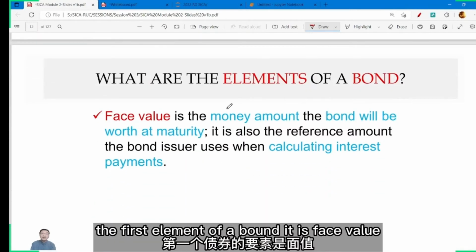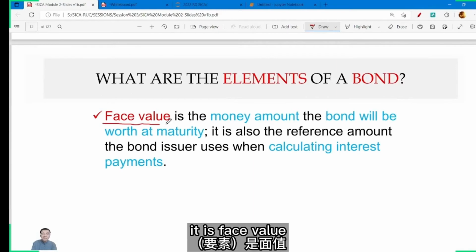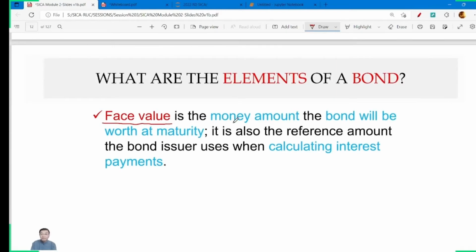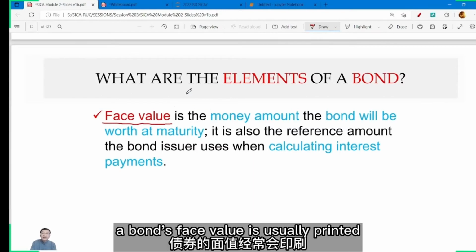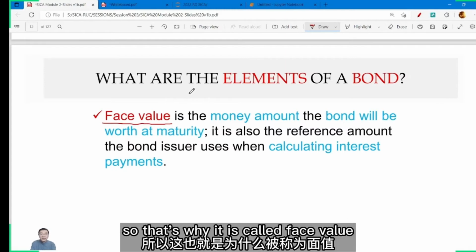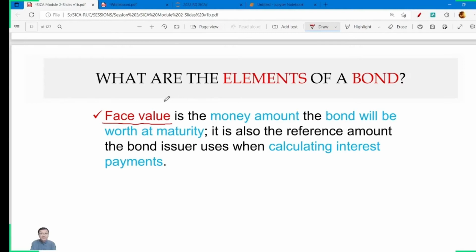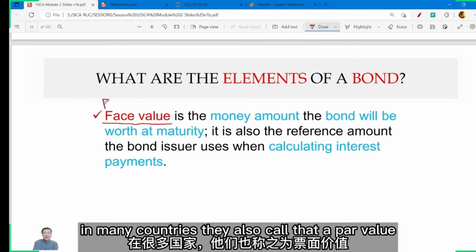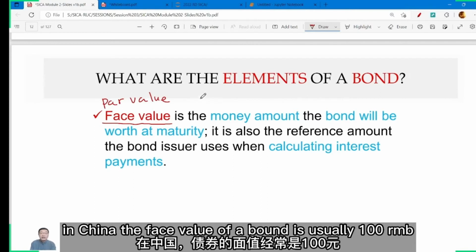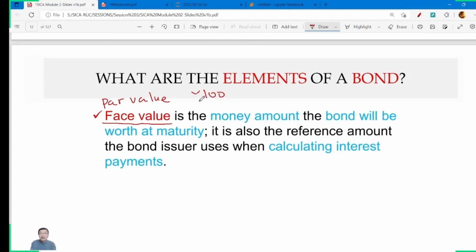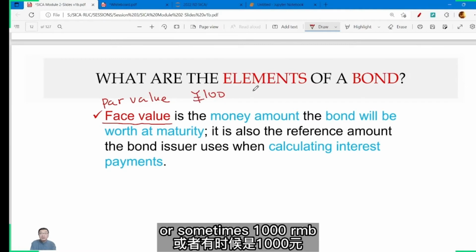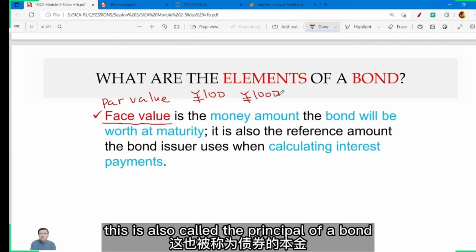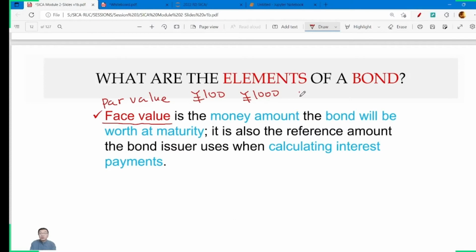The first element of a bond is its face value. A bond's face value is usually printed on the face of a bond, so that's why it is called a face value. And in many countries, they also call that a par value. In China, the face value of a bond is usually 100 RMB or sometimes 1,000 RMB. This is also called the principal of a bond.